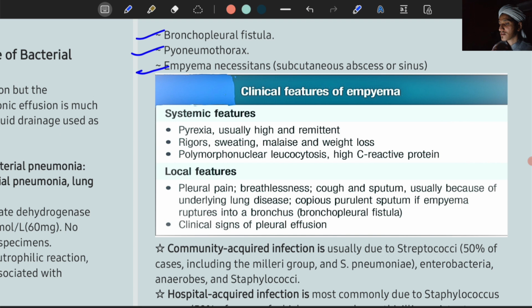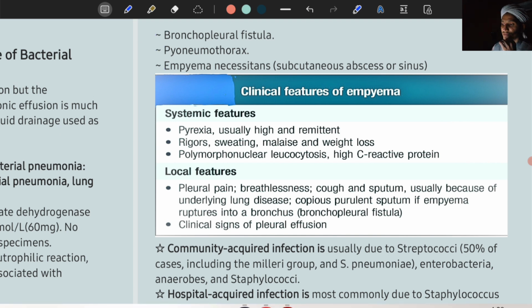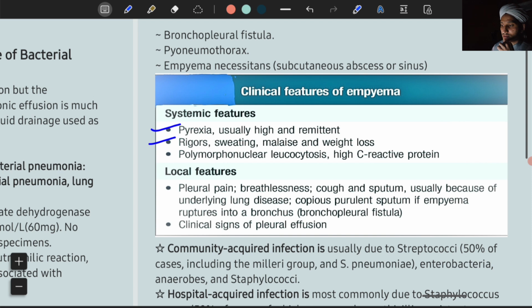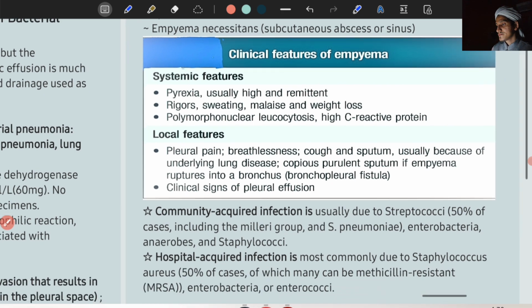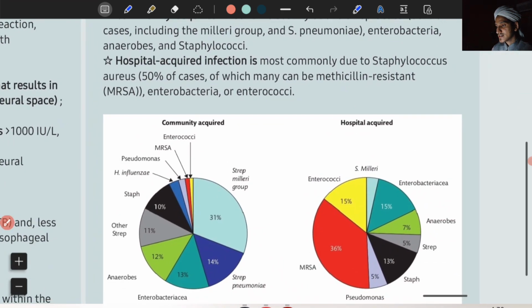What are the clinical features of empyema? There will be high grade fever, there will be chills, sweating, there will be neutrophilic leukocytosis, high C-reactive protein. There will be pleural pain, breathlessness, cough, and sputum, usually because of the underlying disease. And there can be copious purulent sputum if empyema ruptures into a bronchus. There will be clinical signs of pleural effusion. Now, what are the causes of this empyema? See these pie charts.